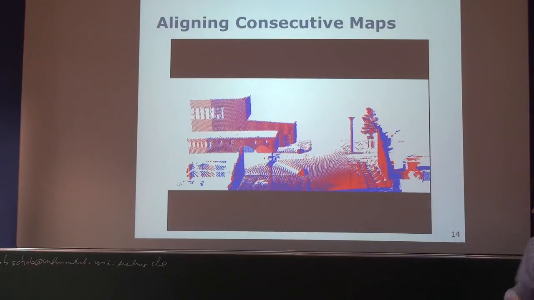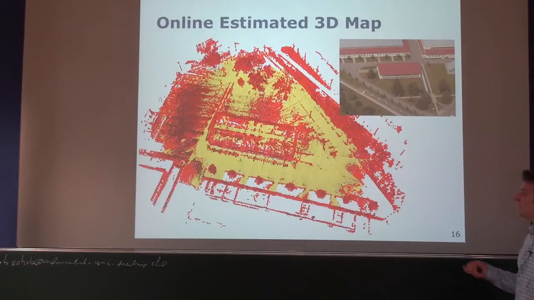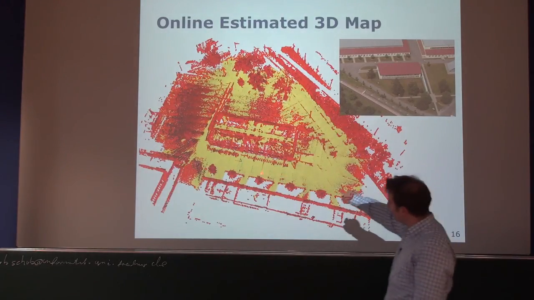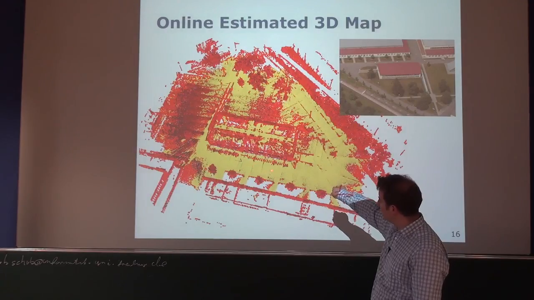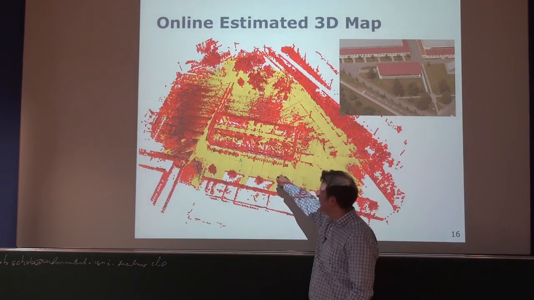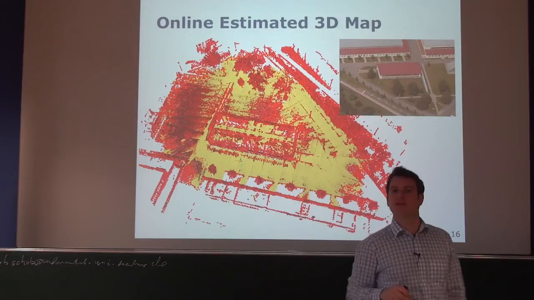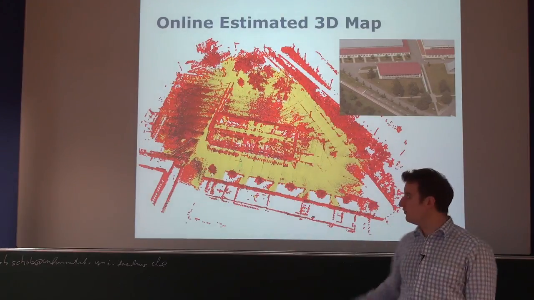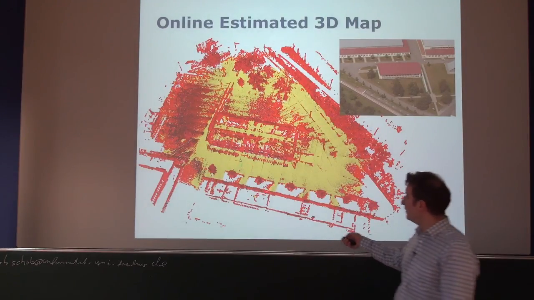And then I can do this for a large number of individual scans, and then I end up with a map like this. You may observe some of those small stripes over here, these darker stripes. These are simply small alignment errors of these individual maps. You can see small steps over here.